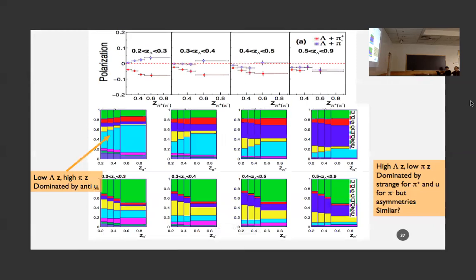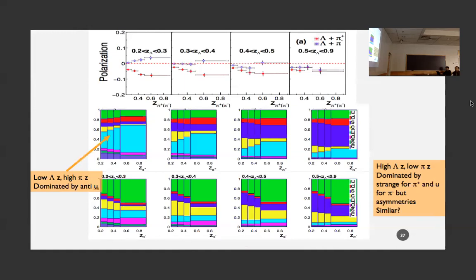So we look again at the flavor decomposition, so that might give you a hint again. As you maybe expect, in the back, you are basically dominated here by the anti-U, because the U goes into your pi, whereas if you have a high lambda Z, you're dominated by the strange quark, because you produce the lambdas.